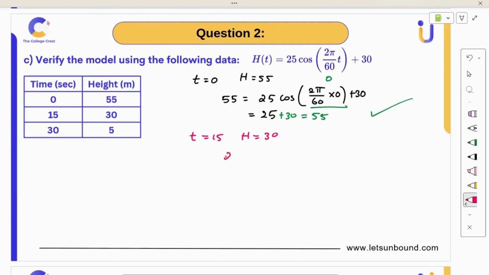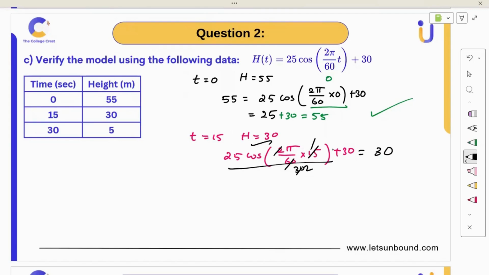So I'm going to start: 25 cos 2 pi by 60 times 15 plus 30. Let me simplify this. It's 2 pi by 2 inside. So I know cos pi by 2 is 0. So this term completely vanished, and we get 30. Yes, when I plug in 15, I got 30. So this is also verified.